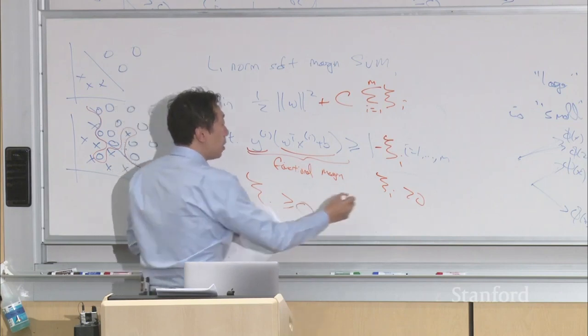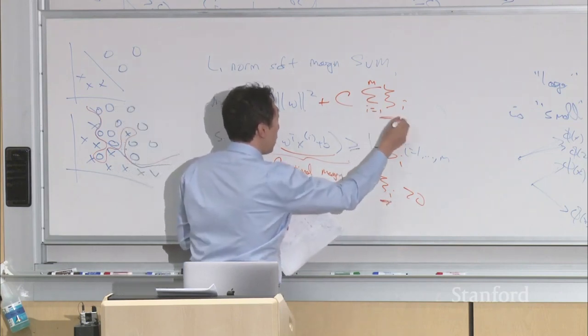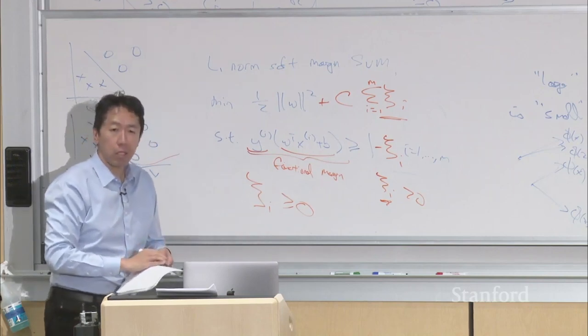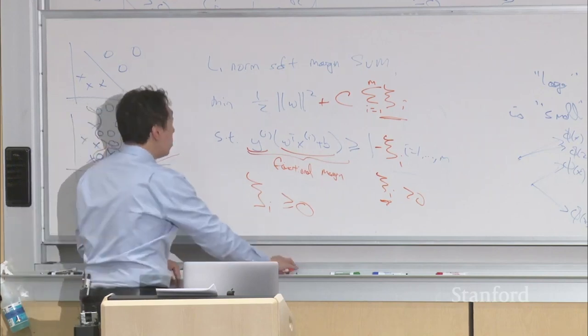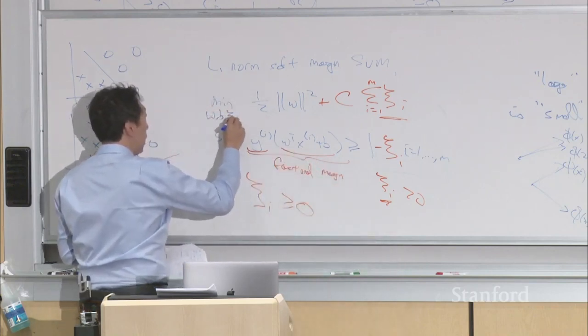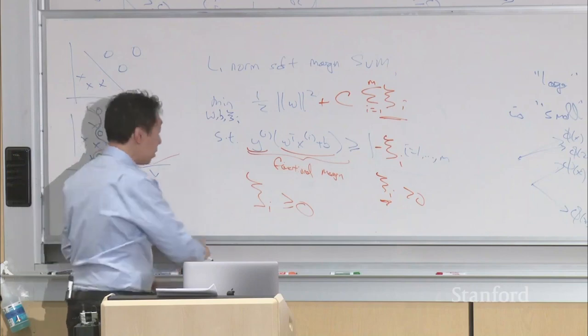And if you allow ξ_i to be positive, then that's relaxing that constraint. But you don't want the ξ_i to be too big, which is why you add to the optimization cost function a cost for making ξ_i too big. And so you optimize this as a function of W, B, and these Greek alphabets, ξ.